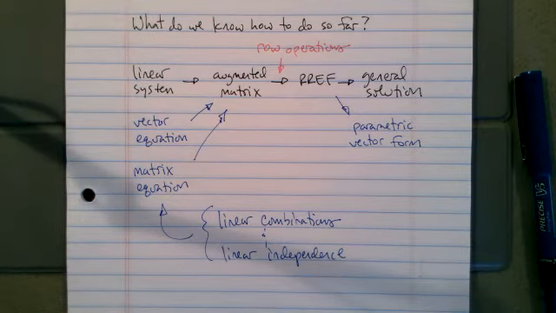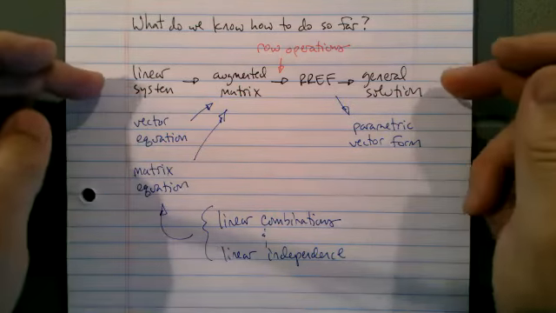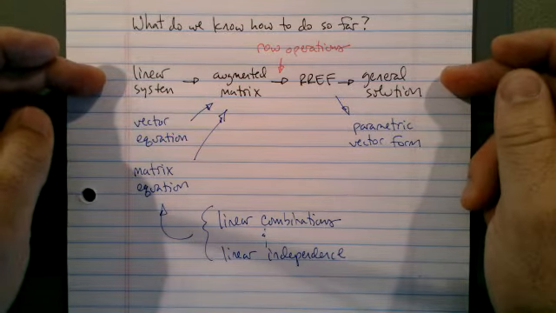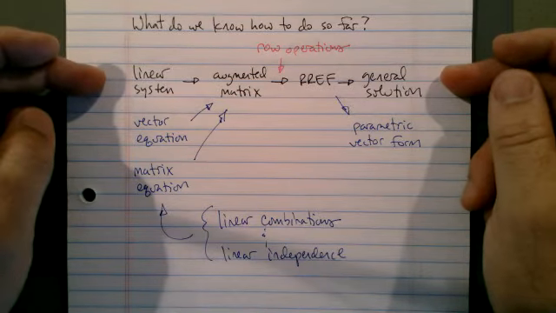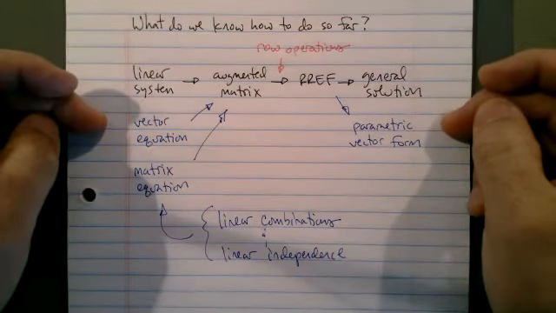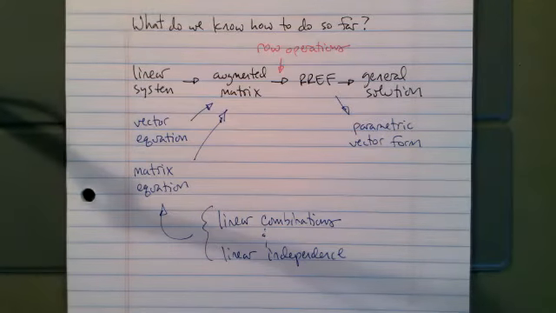It all comes down to that basic maneuver we learned last week: the linear system to the augmented matrix, through row operations to the reduced row echelon form, to the general solution. We're just writing things in different ways. Any questions before we go on?